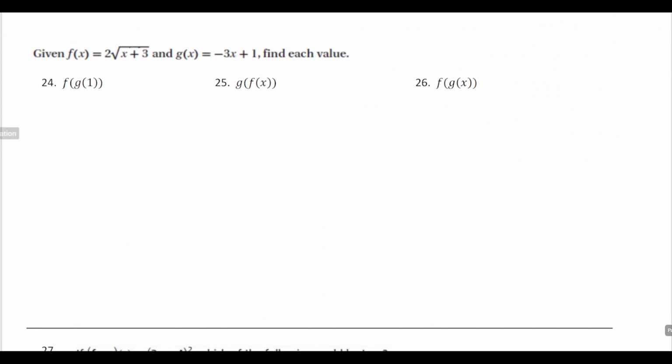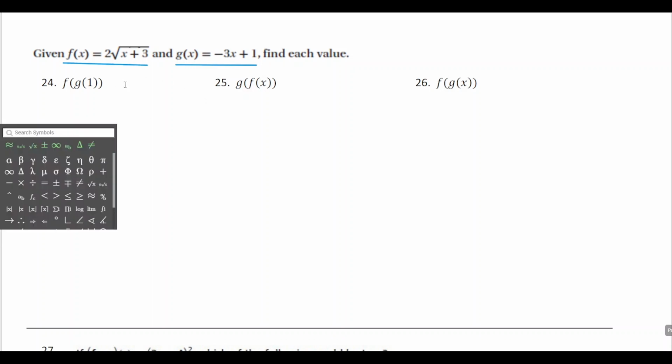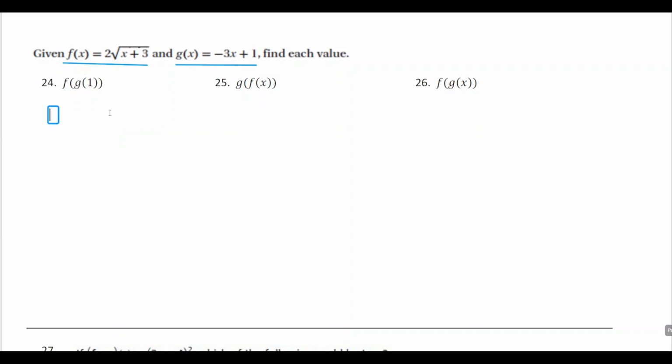For these next 3 problems, we're going to be using these 2 functions defined above, f of x and g of x. And here, we're really doing the same thing that we did on the front page, where we're either evaluating at a certain value or coming up with a composite function. So here we'll evaluate g of 1 first. So g of 1 is what we get when we plug 1 into the g function. So that would be negative 3 times 1 plus 1. And so that would be negative 3 plus 1, which is negative 2.